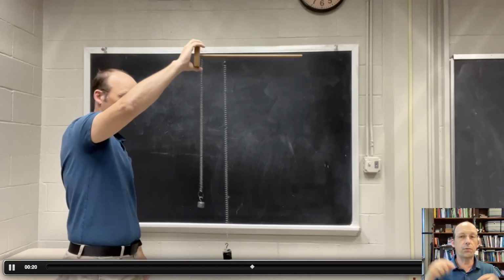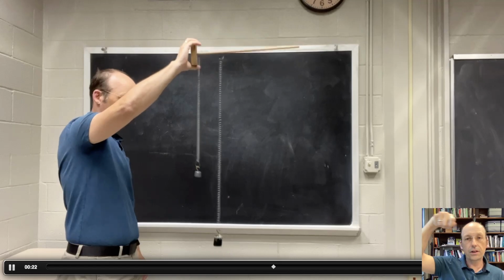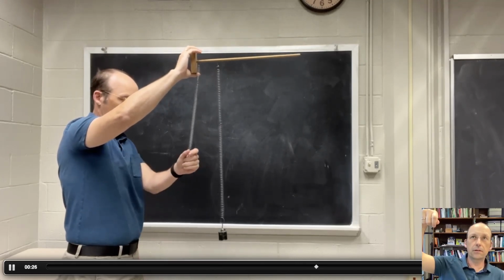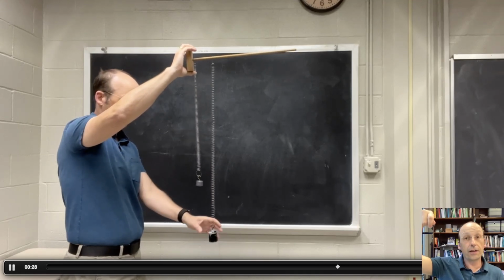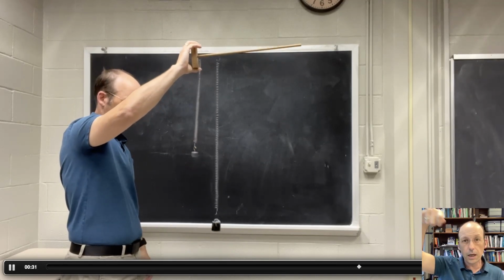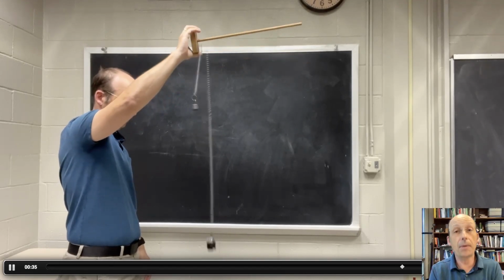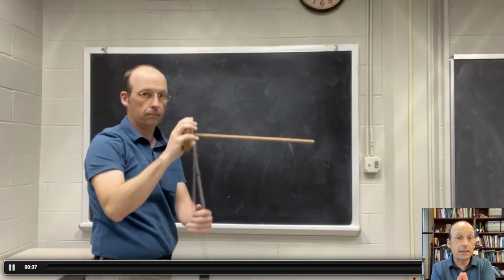There's another version of this where I have stuff on a string, and I should make that video. It was masses hanging from different lengths on a string, and you can just swing it back and forth and get one of them to swing bigger and bigger and then not the others. It's the same idea of resonance, that the resonance depends on the natural frequency of the thing.